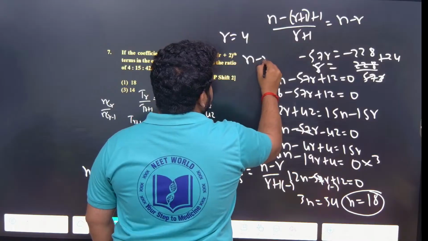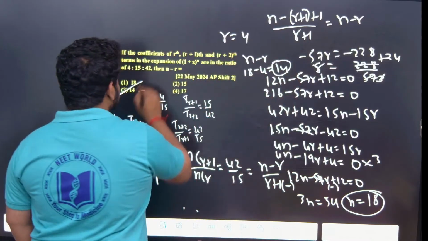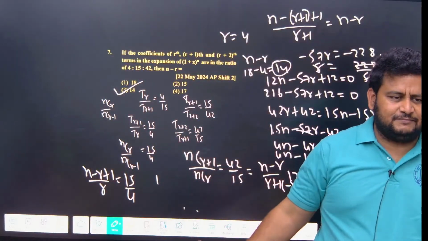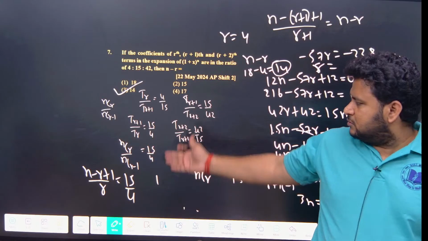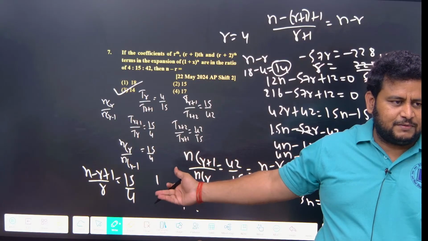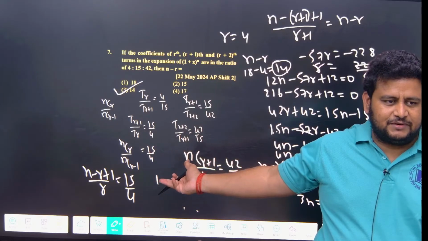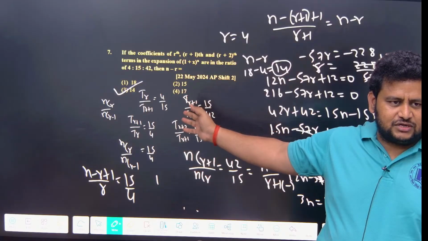So n minus r is what? 18 minus 4, that is 14. 14 is the third option. Understood? Writing the formula you should be careful, then you will be able to solve easily. Just based on those nCr and nCr minus 1 formulas you will be able to solve and find n minus r. This is also a permutation combination question. Binomial theorem is very less here. Understood everyone how to do?